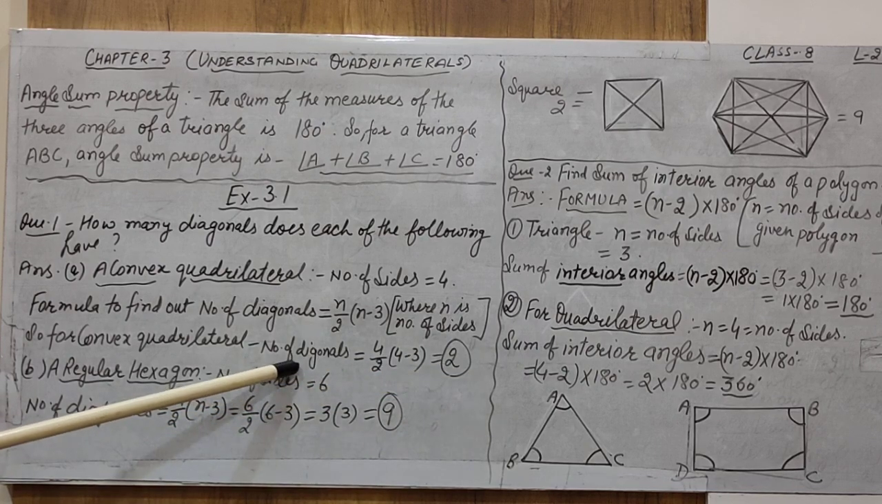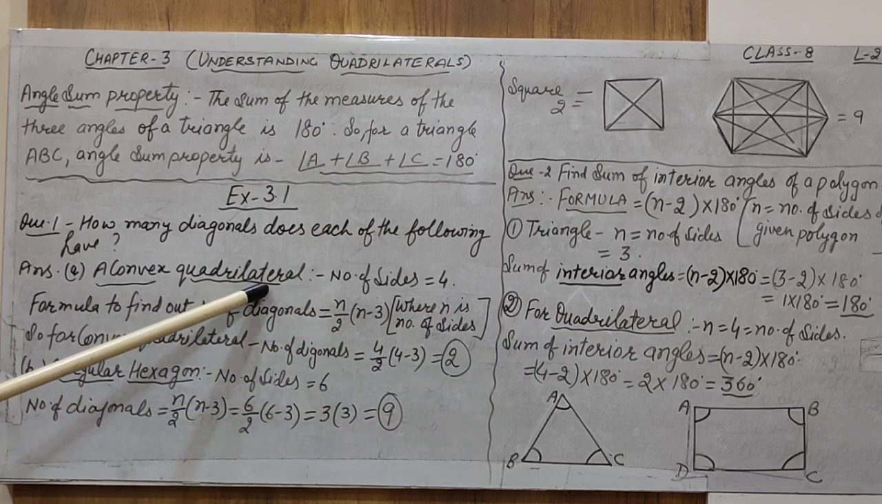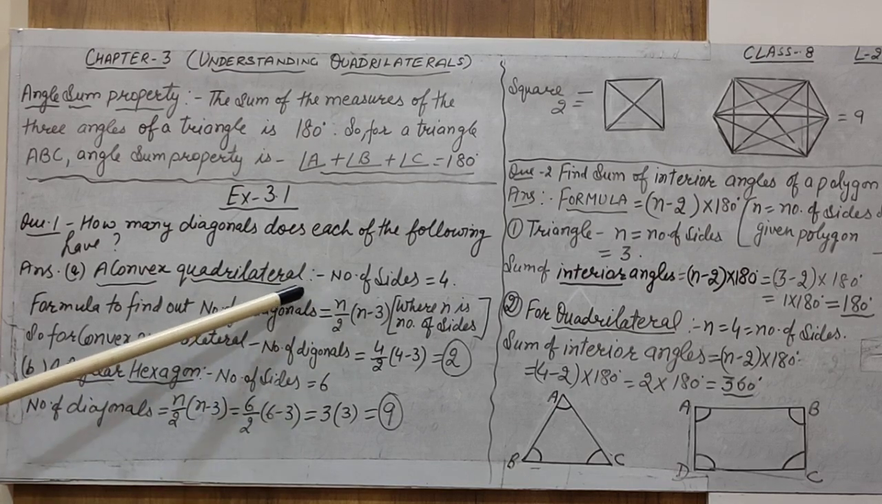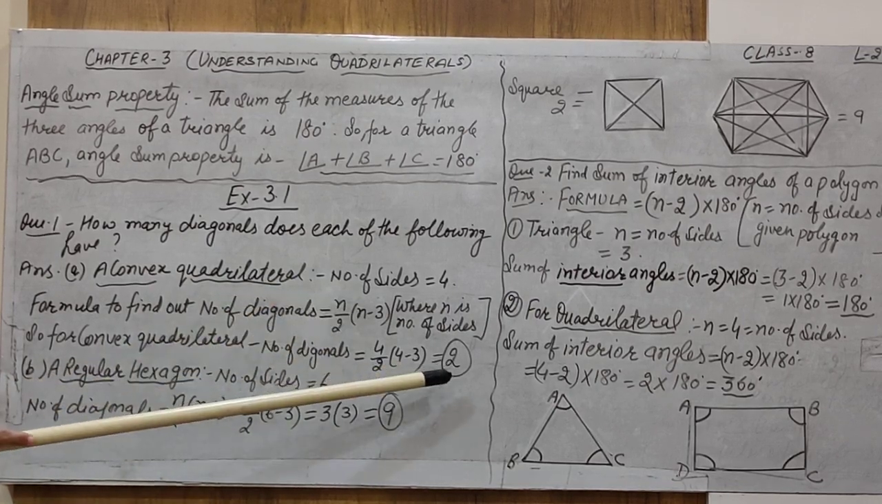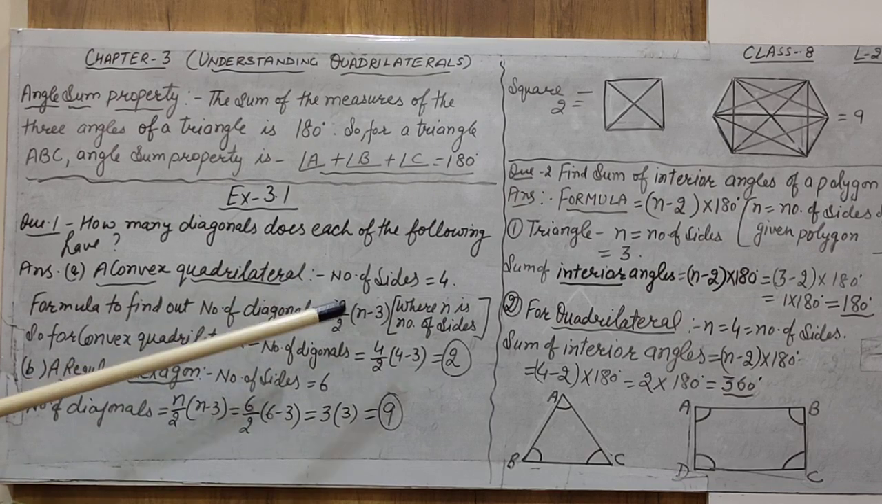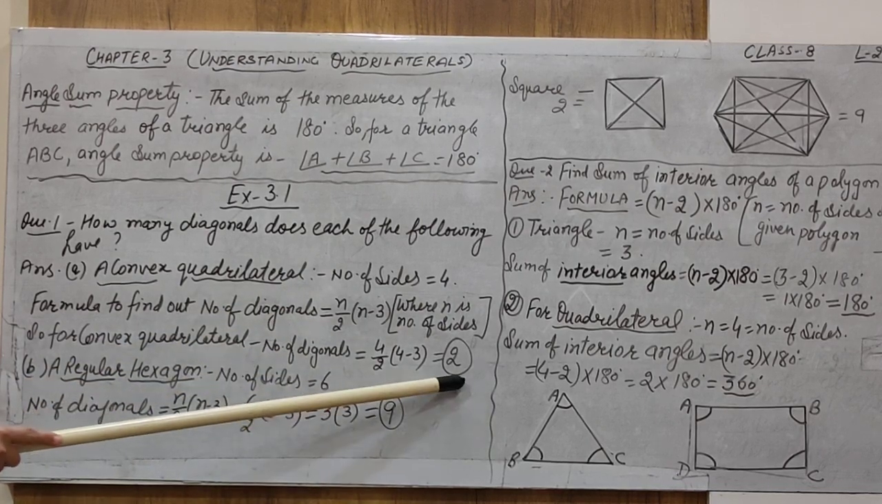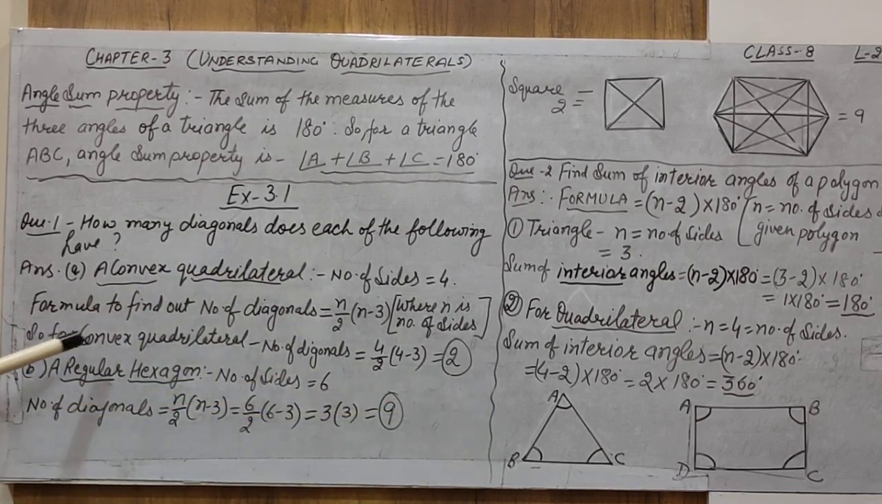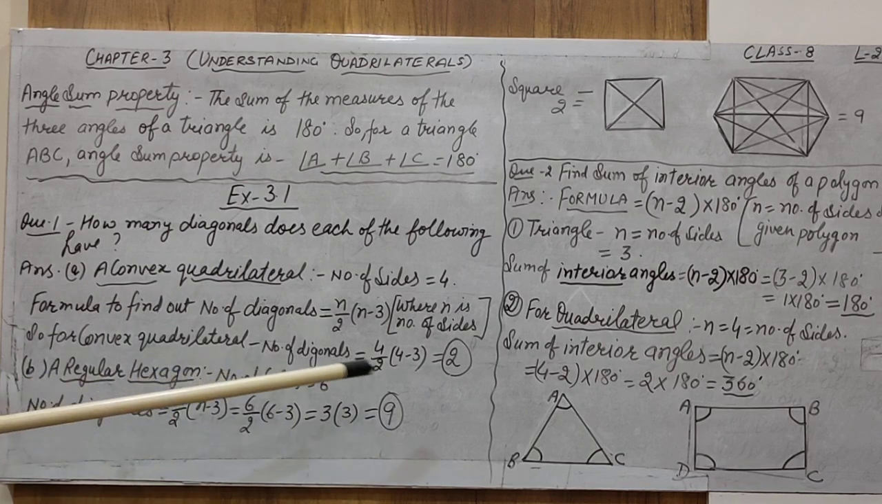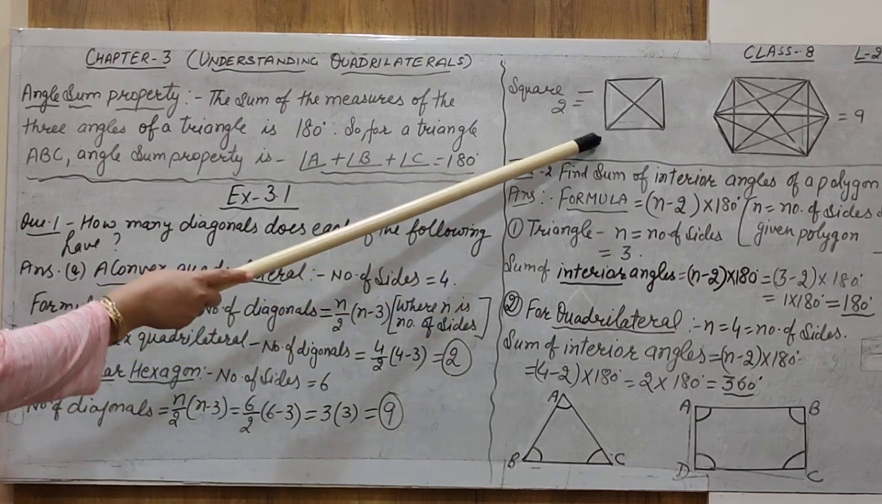So the number of diagonals present in all the quadrilaterals, maybe rhombus or trapezium or square or rectangle, whatever quadrilateral we can consider, the number of diagonals is 2. So next is a regular hexagon. You can see also from the figure.